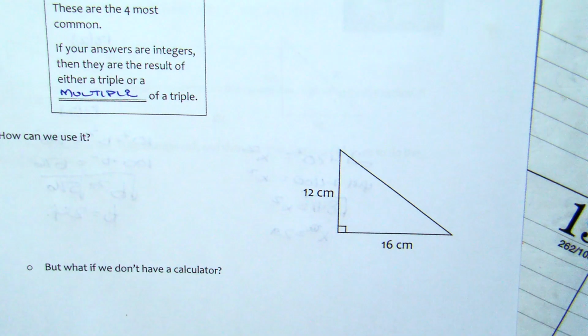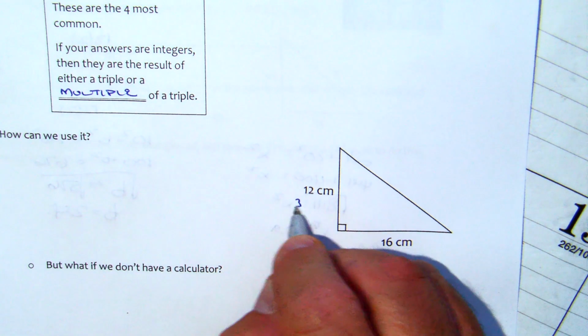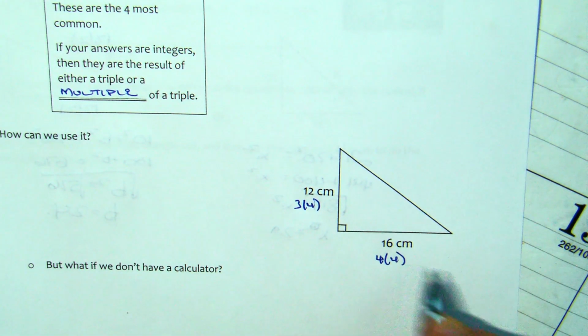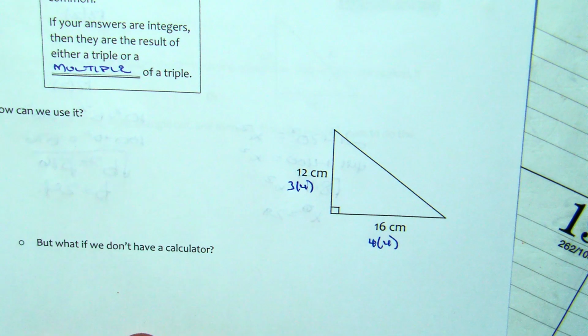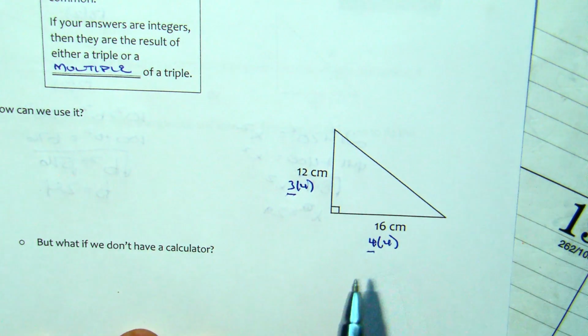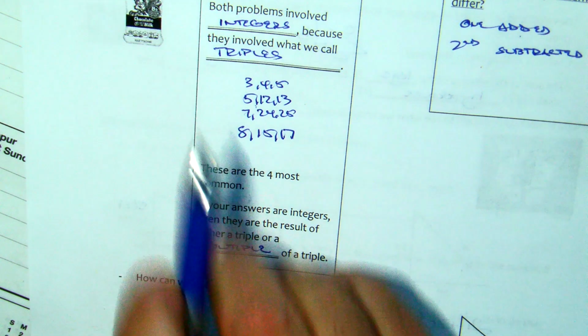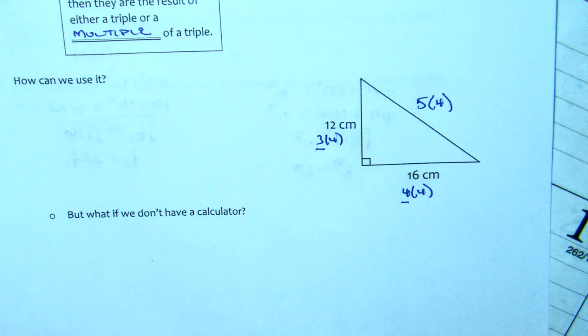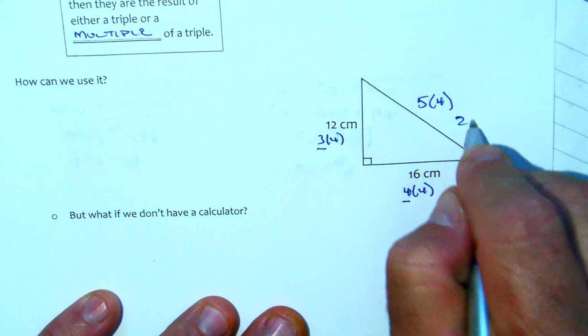Now, if you want to use the triples, here's the idea. 12 is 3 times 4. 16 is 4 times 4. All right, you'll notice here 3, 4. You go to your triples and you see 3, 4, and 5, which are part of it. Okay, well, that means that side would be 5 times 4, which is 20.